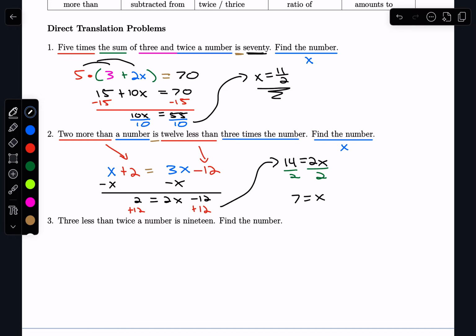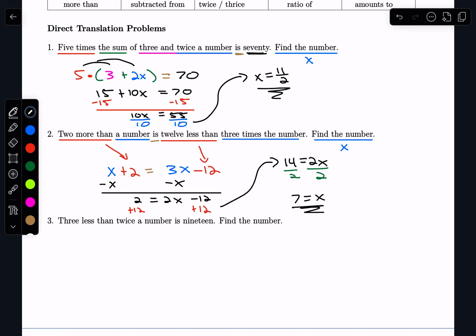And, oh, whoa, wait a second. 7 equals x. Did something go wrong here? No, we're good. 7 equals x. In my notes, I was wrong. I wrote 14 over 2. Had an extra 2 there. But no, we're good. 7 is our number.